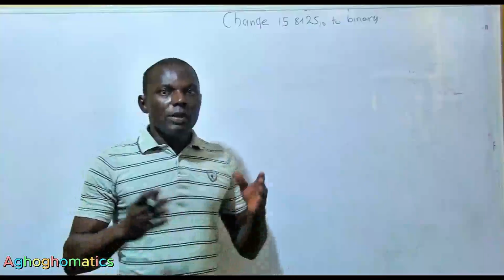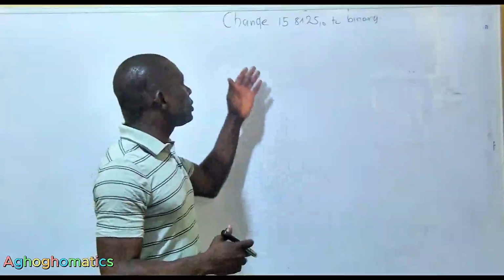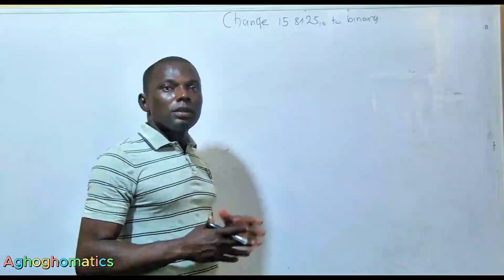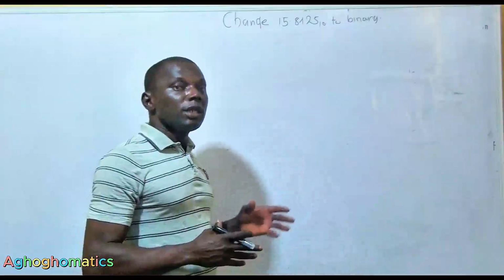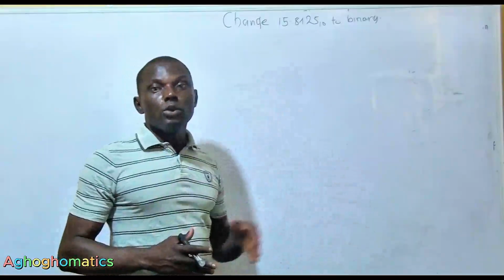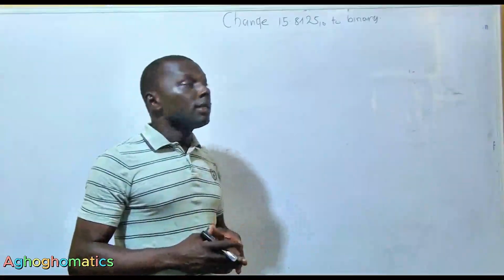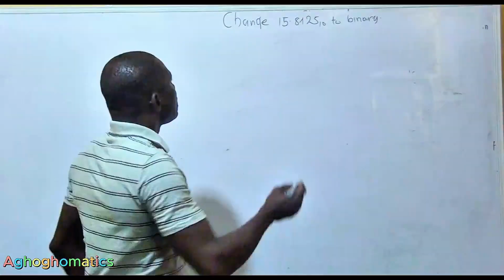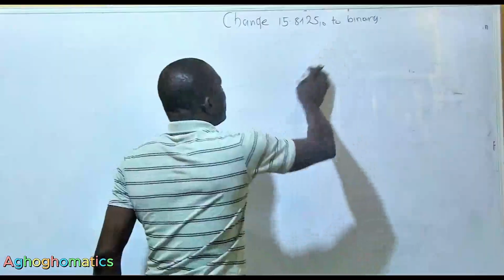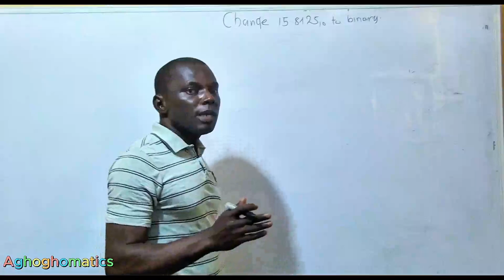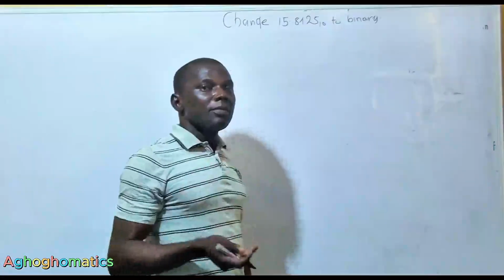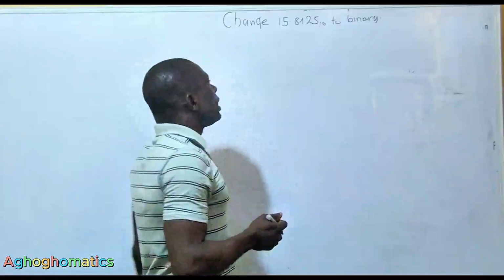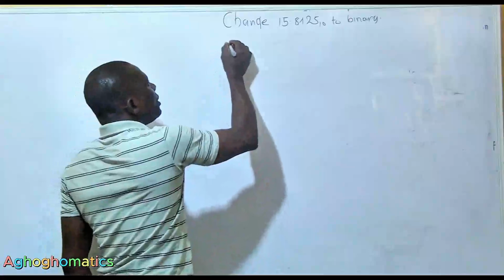Today in this virtual class we'll be looking at this question on number bases: how to change a decimal number from base 10 to binary. Here we have 15.8125 in base 10 to binary. Remember that numbers in binary are basically base 2.